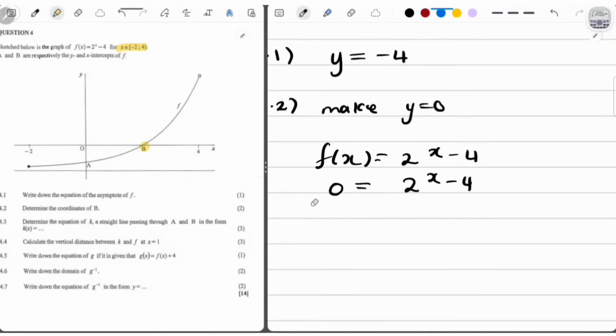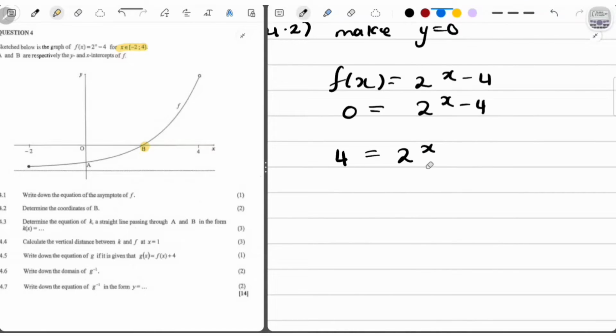I can see this is negative, so I'll take it over. It's now positive 4 is equal to 2 to the power of x. And then this is an exponential. So with exponentials, you have to make the bases the same.